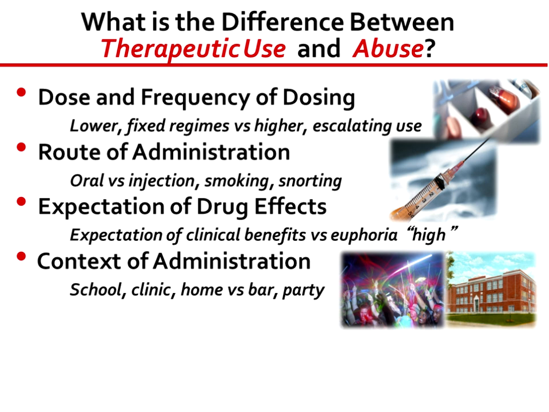So what's the difference between therapeutic use and abuse? One of the differences is the dose and frequency of dosing. Under the care of a physician, typically you'll see lower doses with a fixed regimen. And when people are starting to develop abuse or addiction issues, they start to escalate to higher doses that continue to increase.